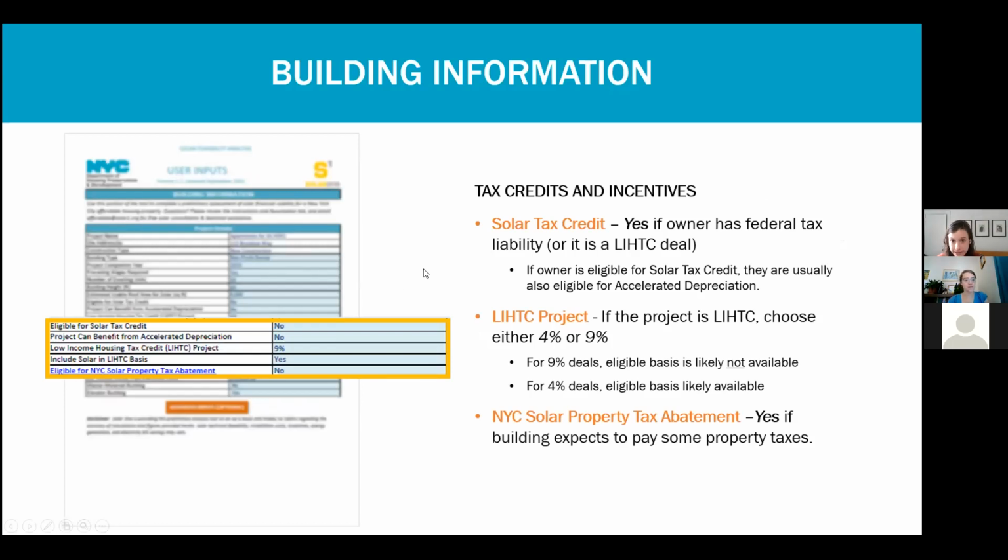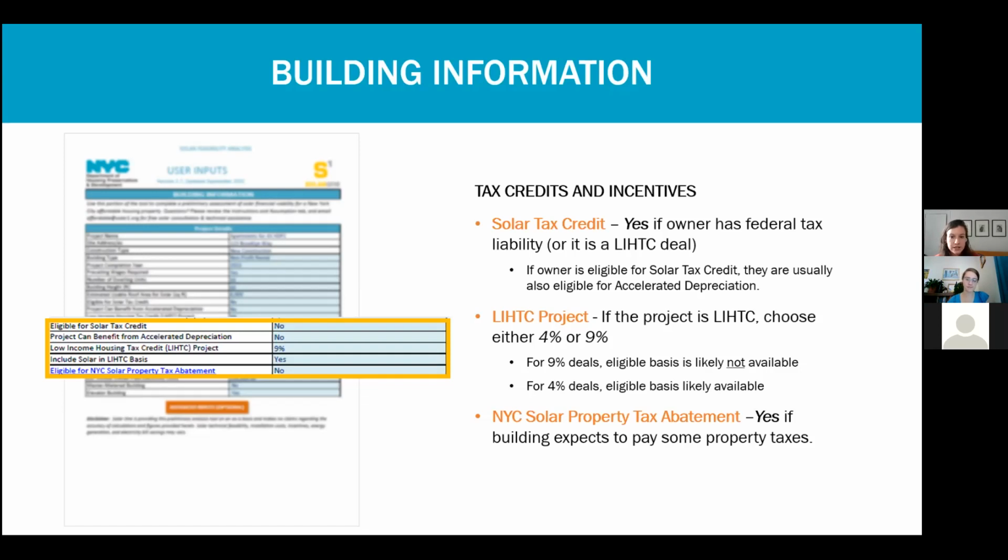One of the big sections in this tab is about the solar tax credits. And so a few notes about the tax incentives. The solar tax credit is the federal solar tax credit, and it can be taken if the owner has federal tax liability, or it can be taken if it's a low-income housing tax credit project or LIHTC deal, where the tax credit investor could take the tax credit. And if the building owner is eligible for the solar tax credit, they're also likely eligible for accelerated depreciation. So you can put yes for both of those.